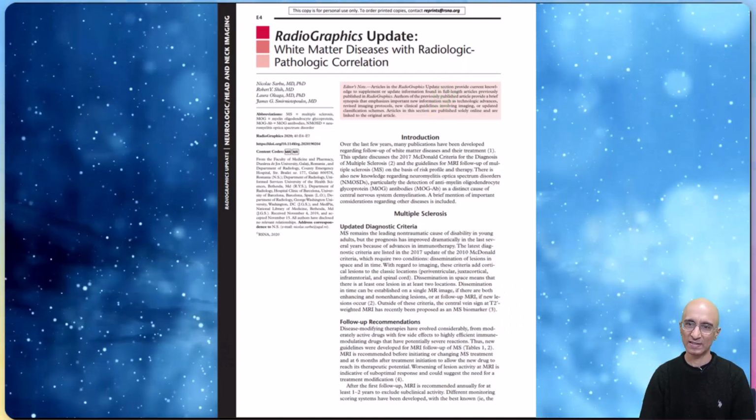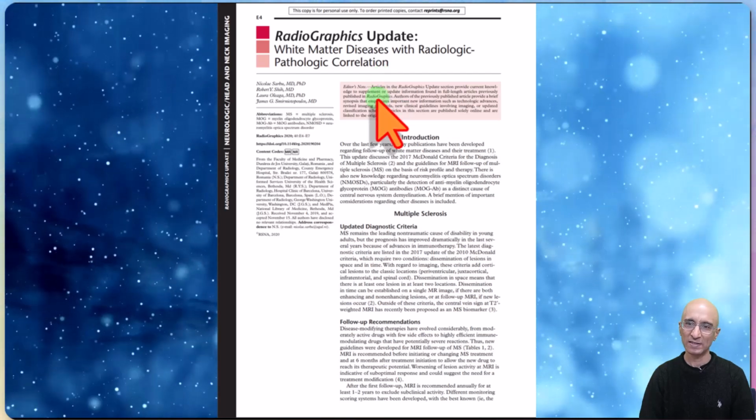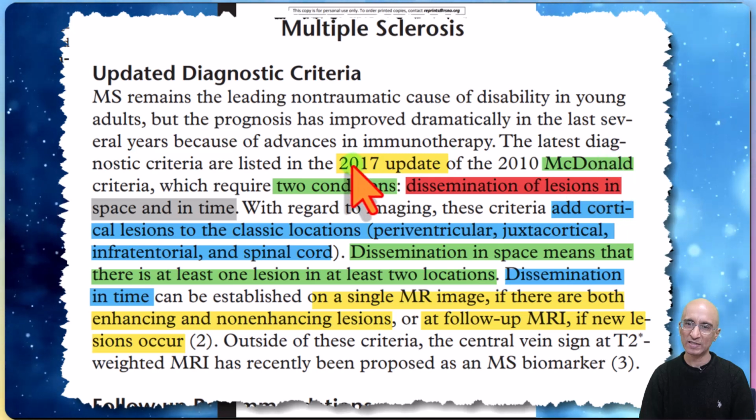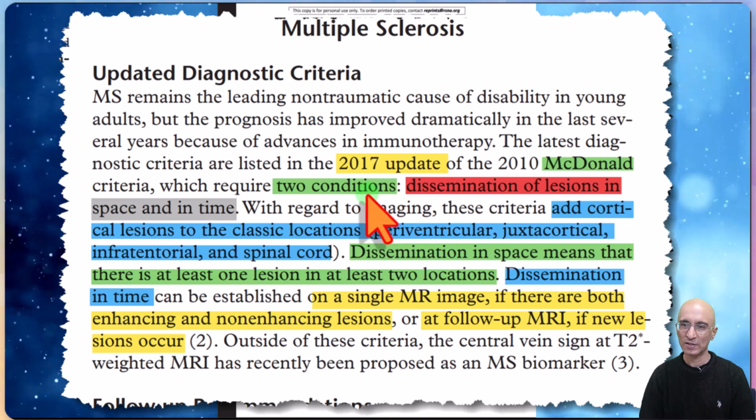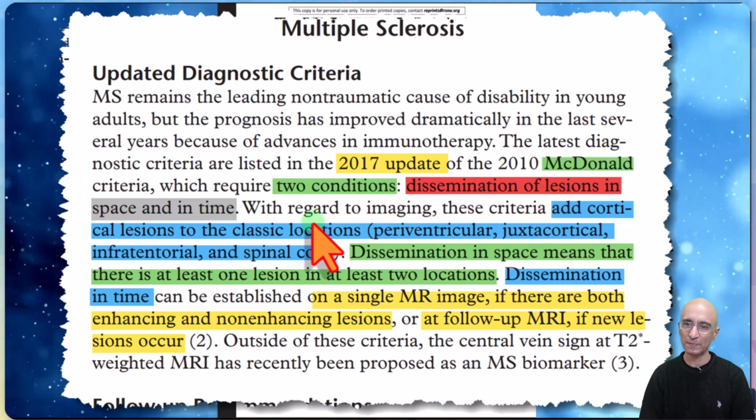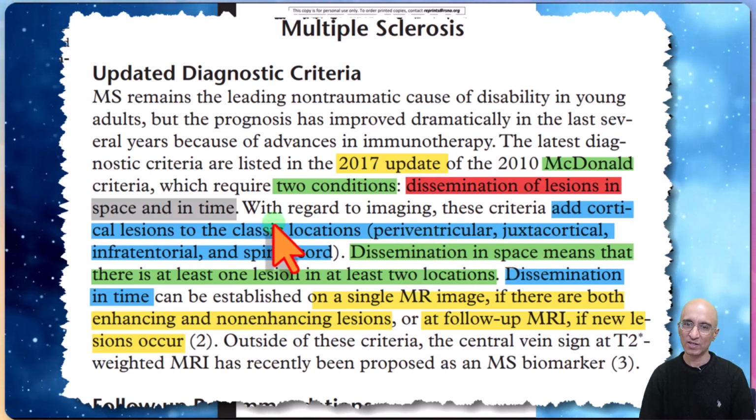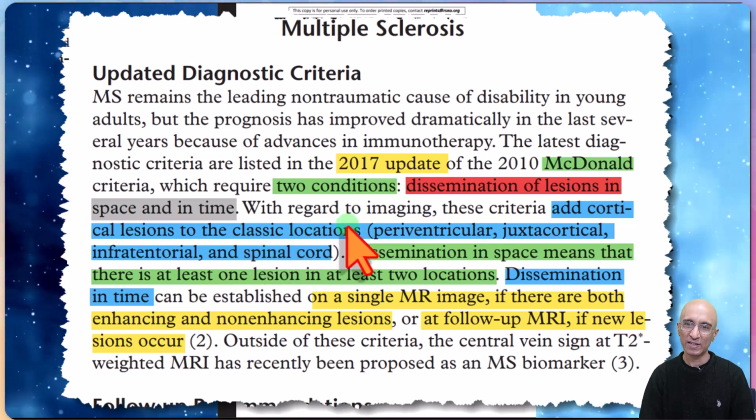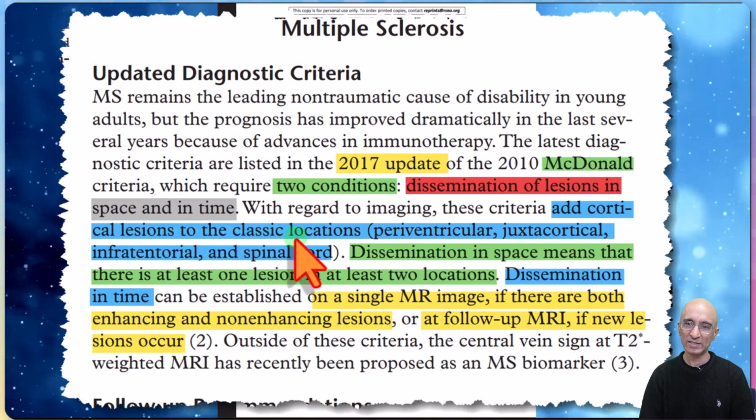So this is a nice update from RadioGraphics on white matter lesions. Our patient would meet the McDonald 2017 criteria. The criteria was updated. In terms of diagnosis, we need two conditions: dissemination of lesions in space and time. In terms of lesions, they can be seen in the periventricular, juxtacortical, infratentorial or spinal cord locations. In the 2017 update, they also included cortical lesions for classic locations.